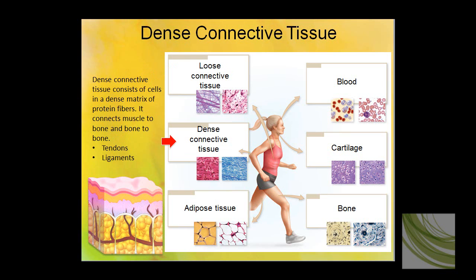Dense connective tissue is cells in a very dense matrix of protein fibers. It connects muscle to bone and bone to bone. Those are tendons and ligaments. Tendons are muscle to bone, and bone to bone are ligaments.